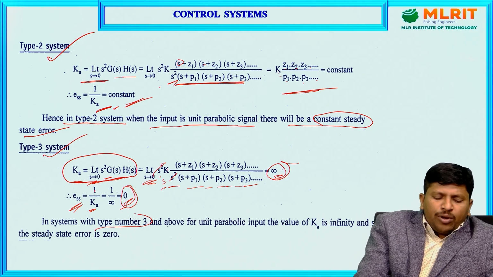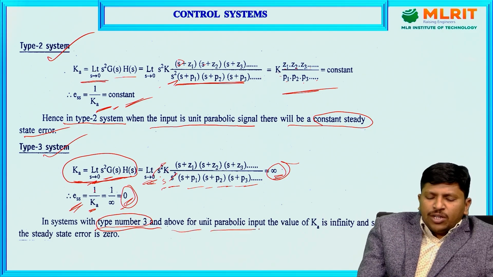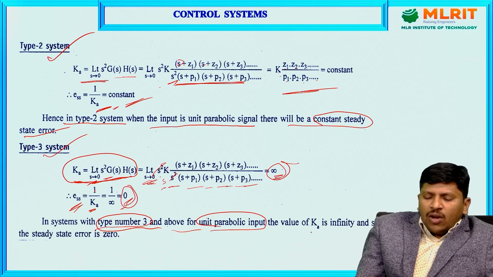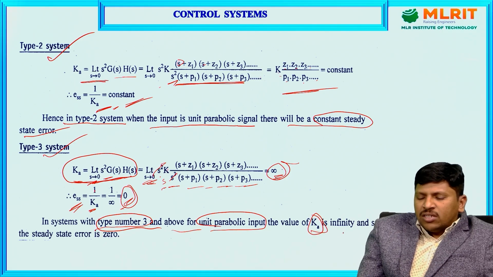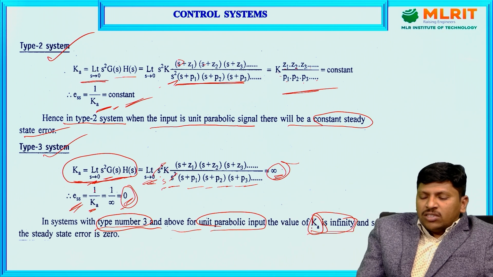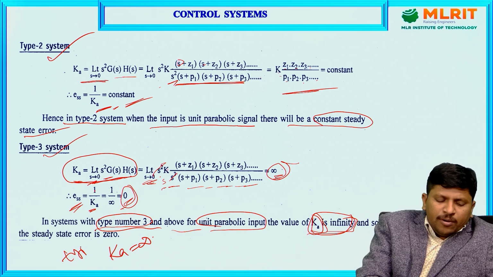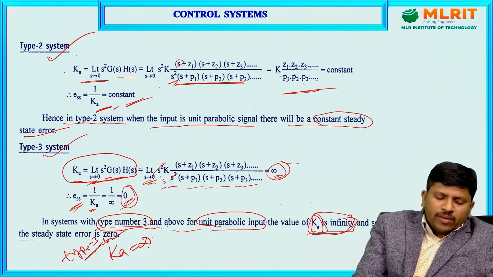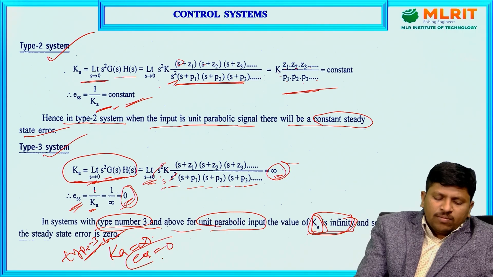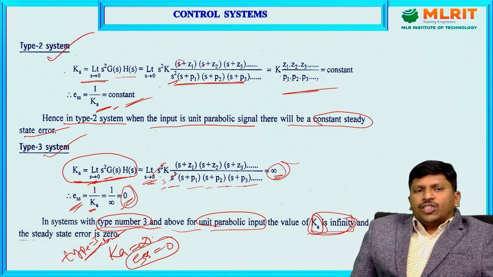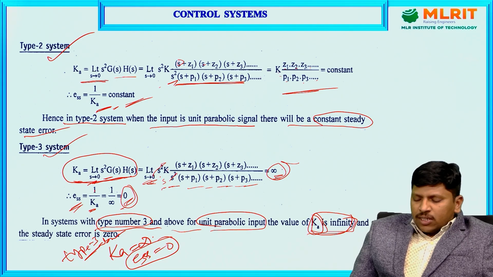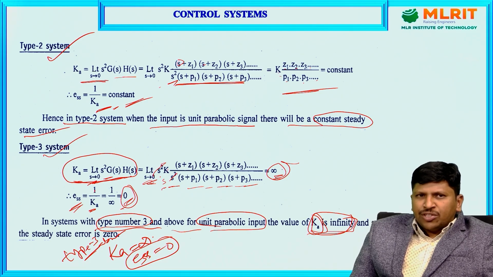For type 3 and above systems with unit parabolic input, the acceleration error constant Ka equals infinity, and the steady state error is 0. So all these are the direct expressions of the steady state errors for different types of systems, right?